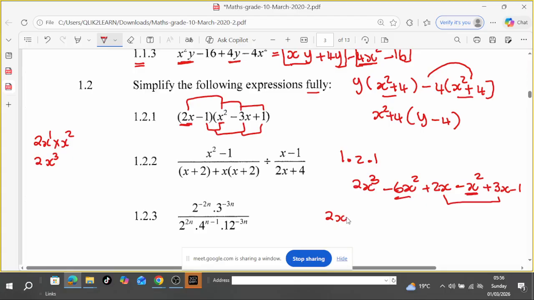I'll have this as 2x to the power 3, minus 6x squared minus x squared, which is just minus 7x squared. 2x plus 3x is just 5x. Then I still have minus 1. This is simplified fully.